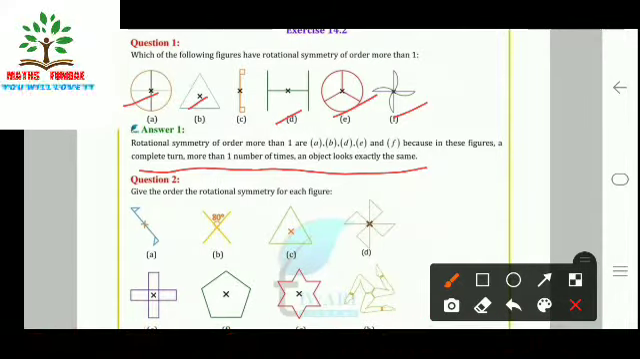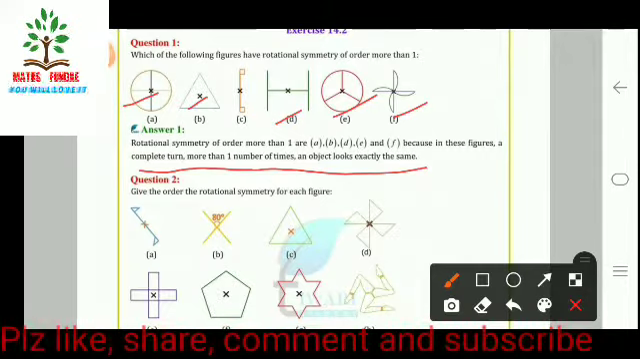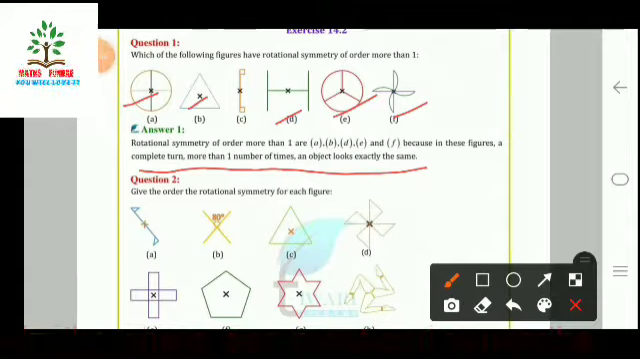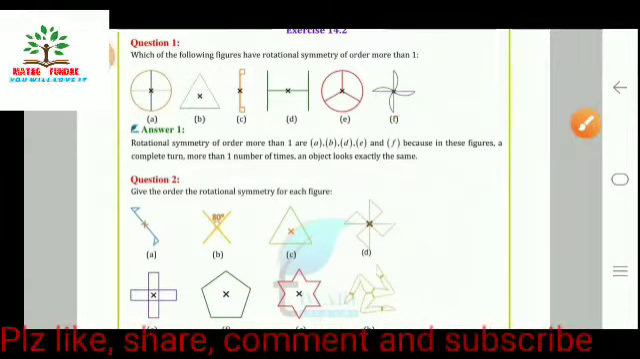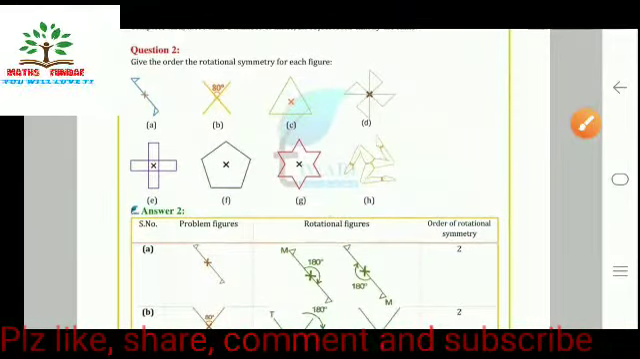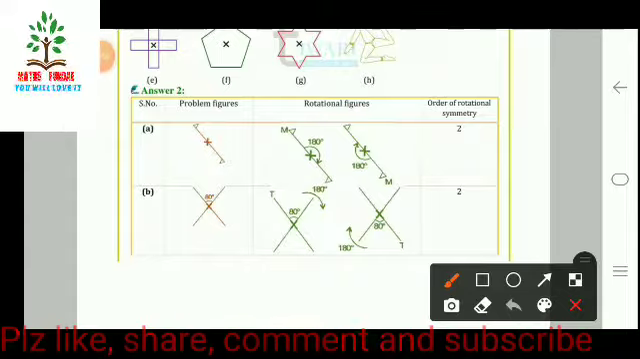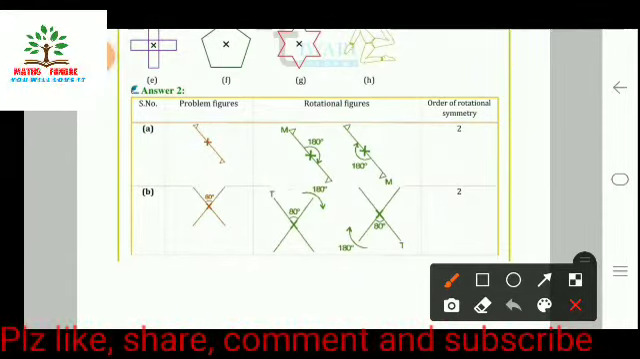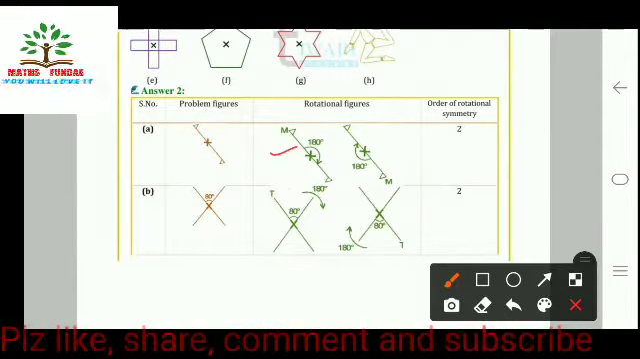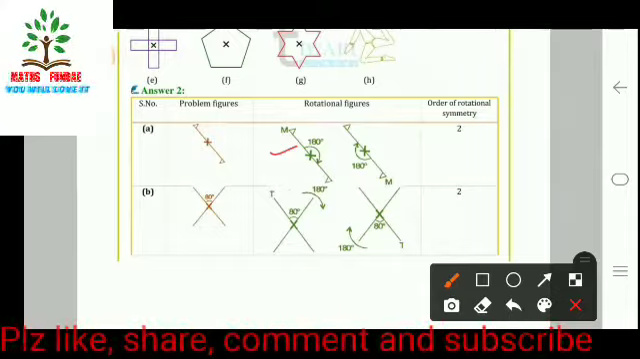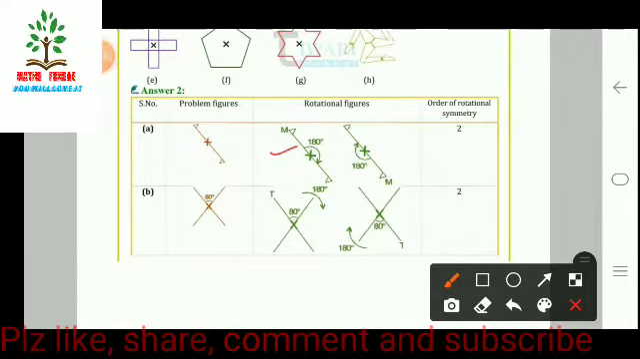Yes, right? Okay, in question number 2, give the order of the rotational symmetry of each of the following figures. Looking here carefully, these are the figures given. Now we have this figure. If we rotate this by 180 degrees, we'll get the same position. Then again 180, same, which means it has order of symmetry 2.